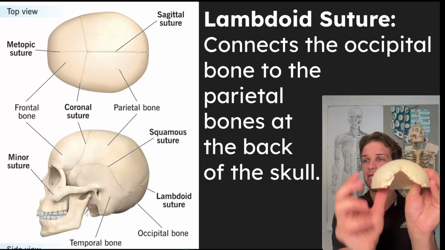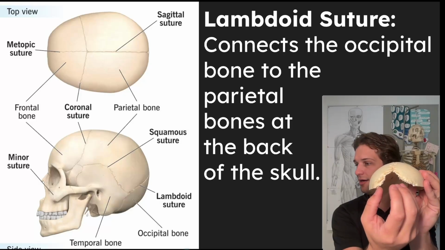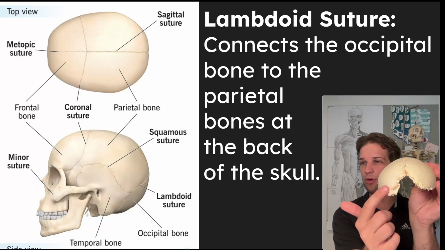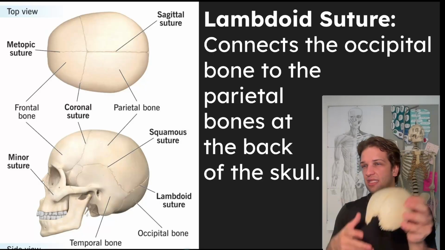On the real human skeleton, the occipital actually fell off. So this is where the lambdoid suture is, but we can't actually see the other piece of the skull.